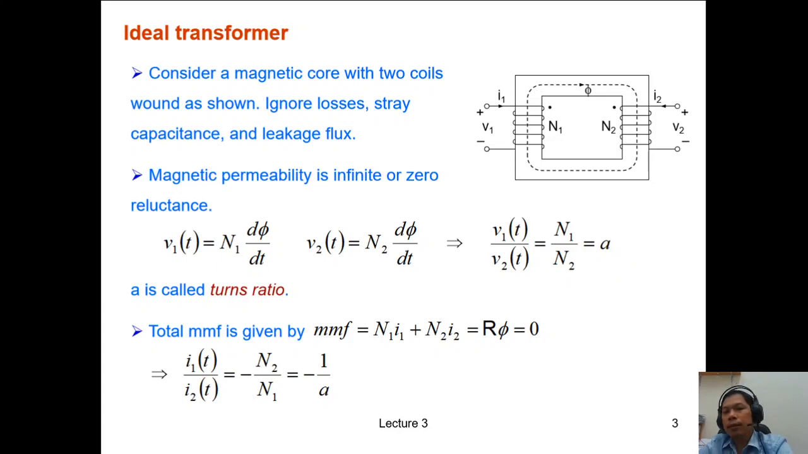Now if we calculate the total MMF using the right hand rule, we find that the MMF, N1 I1 plus N2 I2, will be 0 because the reluctance R is 0. Therefore we can calculate the ratio between I1 and I2, and it's still another constant, minus 1 over a, if we define N1 divided by N2 as a, the turn ratio.